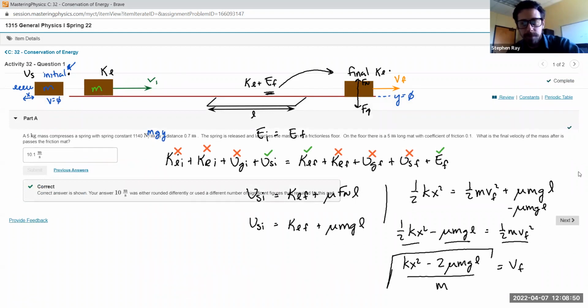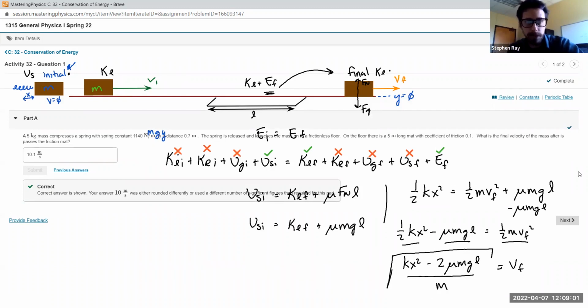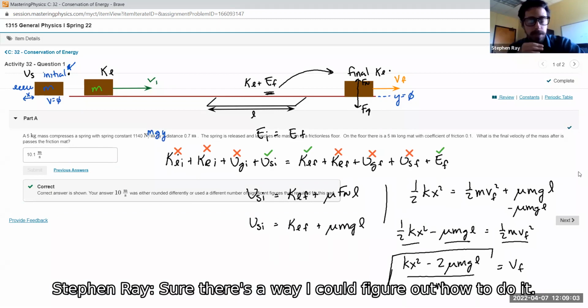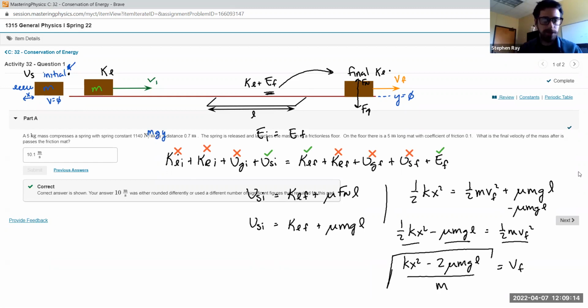Now, there's no way we'd be able to do this with Newton's second law and kinematics. It would just be over the top. I'm sure there's a way I could figure out how to do it, but when conservation of energy works so well, why would we do that? Super duper equation number 1.